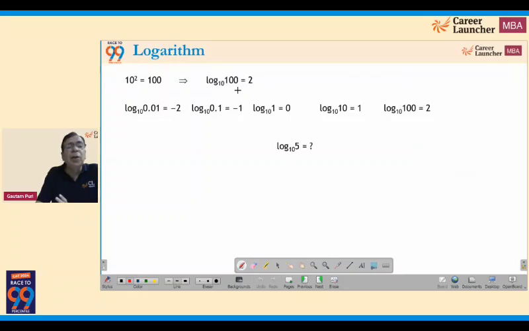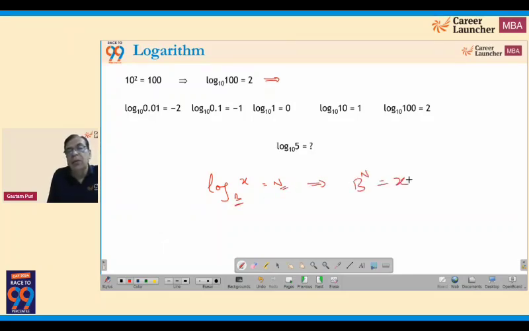Logs people get confused a lot, but this is what I want you to remember. Okay, what does that mean? In general I will say log of x base b equal to n. This implies base to power n equal to x. That is all you need to know.